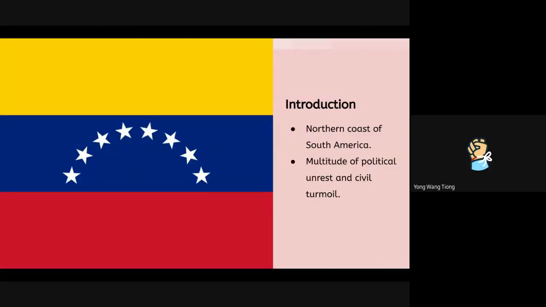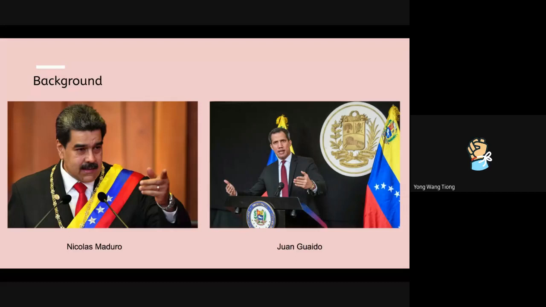So an introduction to Venezuela. Venezuela is a country off the northern coast of South America, and it is a place with a lot of political unrest and civil turmoil. Next slide. So just to give you some insight and background into the ongoing presidential crisis in Venezuela. On the left, we have Nicolas Maduro. I'm so sorry if I butcher any of their names, but basically he was elected in 2013 to be the president of Venezuela. But in his terms as president, the country has suffered high levels of inequality and also recessions.